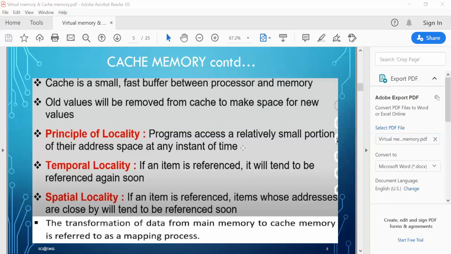So here the transformation of data from main memory to cache memory is referred to as a mapping process. It's a mapping process.